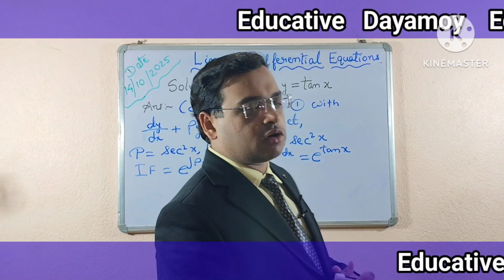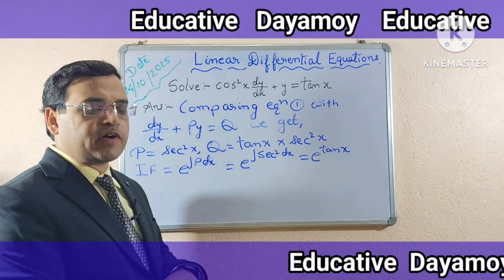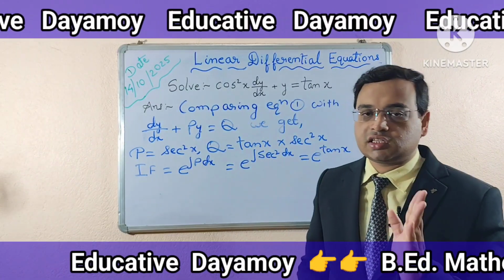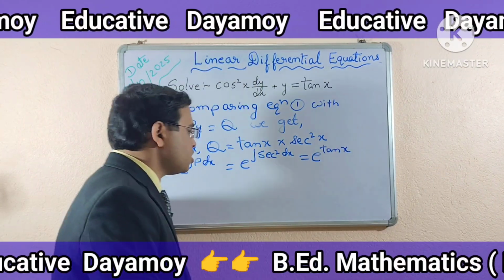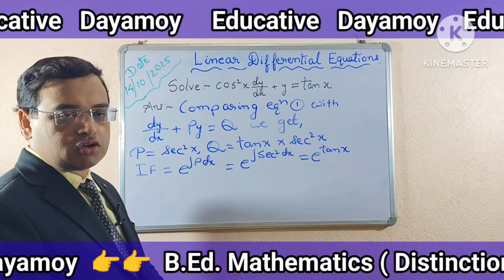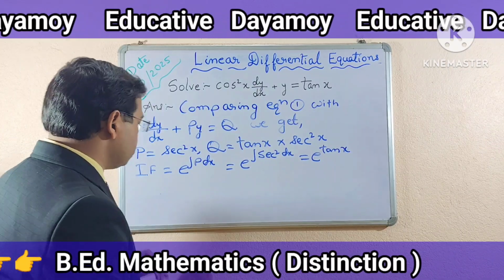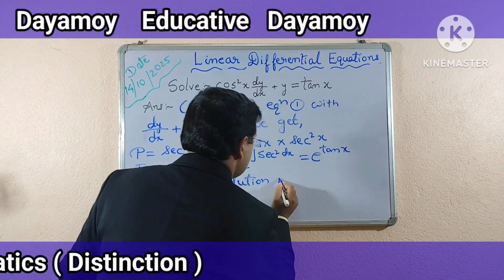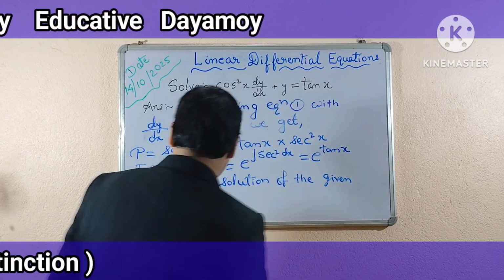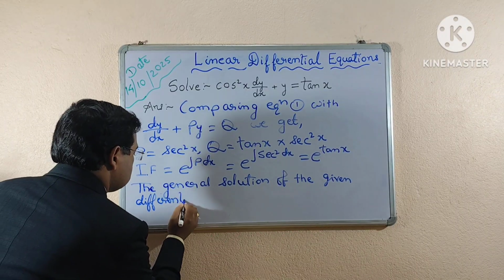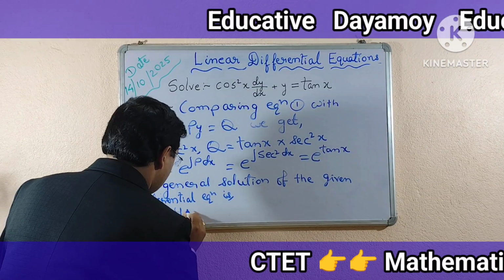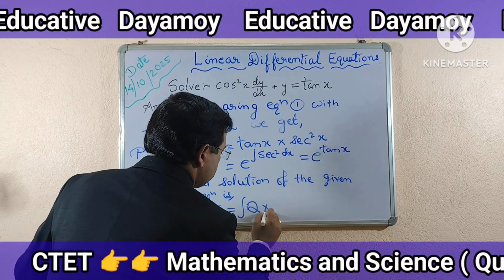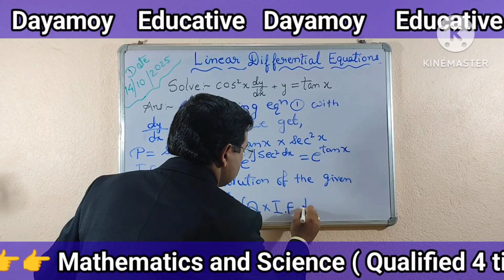Okay, now the formula of the general solution where an integrating factor is required is: y into integrating factor equals integration of q into integrating factor into dx. So now I am going to find the general solution of this differential equation. The general solution of the given differential equation is y into integrating factor equals integration q into integrating factor into dx.